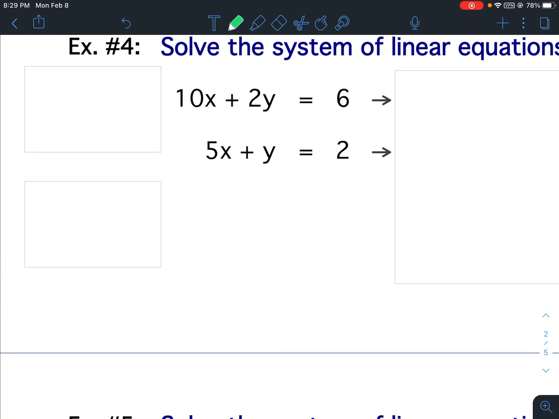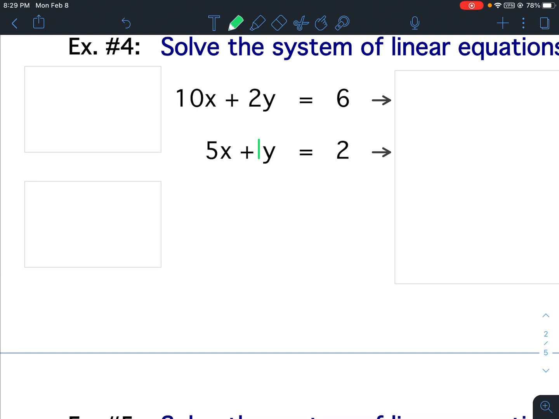So starting with, do we have opposites? No, we do not have opposites. Do we have any identical terms? No, we do not have identical terms. Do we have multiples? Well, anytime you have a 1, you have multiples, because 1 divides into any number. Therefore, the 1 and the 2 are multiples.